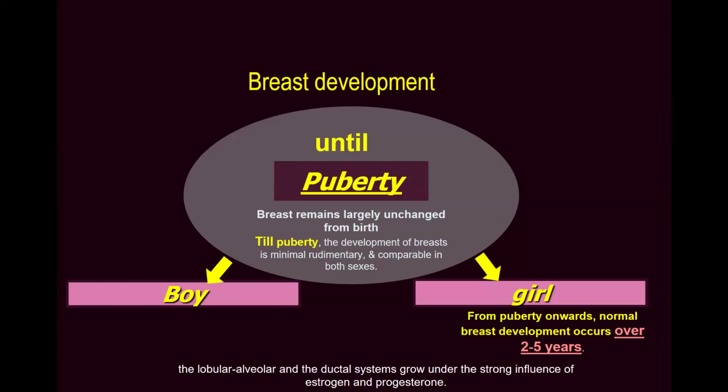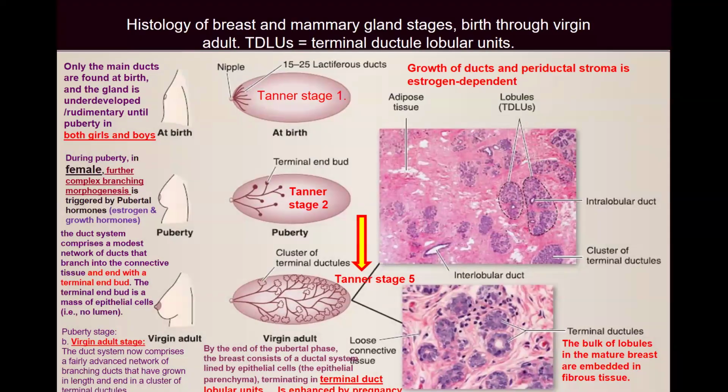Okay? At puberty and under the influence of the female hormone, another stage of development occurs over 2 to 3 years. What will happen? This is the primitive mammary gland, the primitive lactiferous ducts, 15 to 25, okay? The primitive stage representing Tanner stage 1. Only the main ducts are found at birth and in the pre-pubertal phase in both girls and boys.